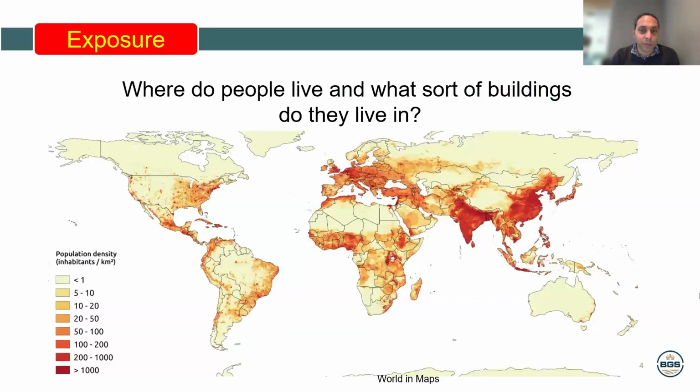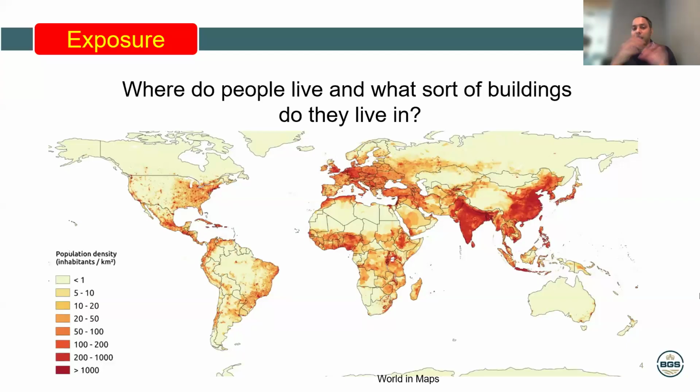So exposure, what do we mean by that in the context of earthquakes? In the context of earthquakes, exposure means where do people live and what sort of buildings do they live in? So that's a question of 2 parts. And the first part is quite easy. Where do people live? Almost every country in the world has a census survey, and it maps very accurately where everyone lives in their own country. And we can supplement that information with satellite data and other bits of information to make a map of the world's population. And this is it. This is the world's population, where they are.